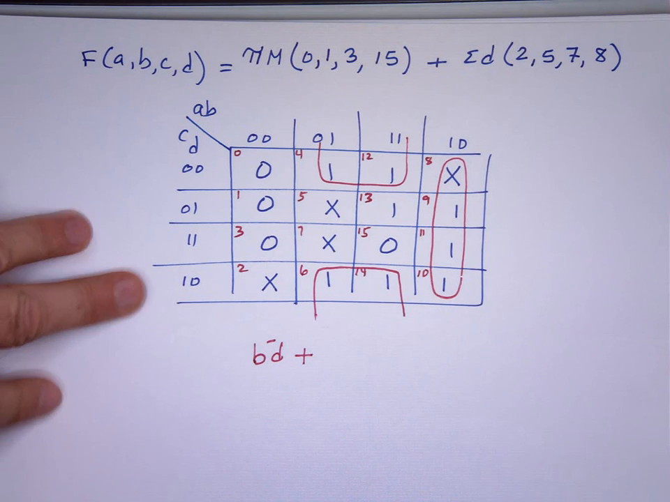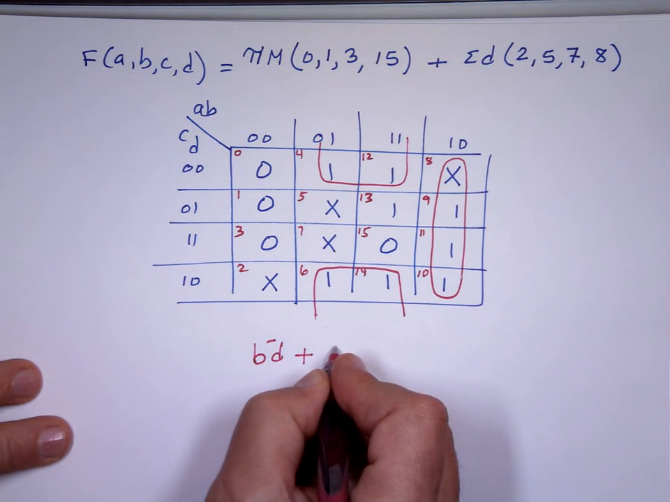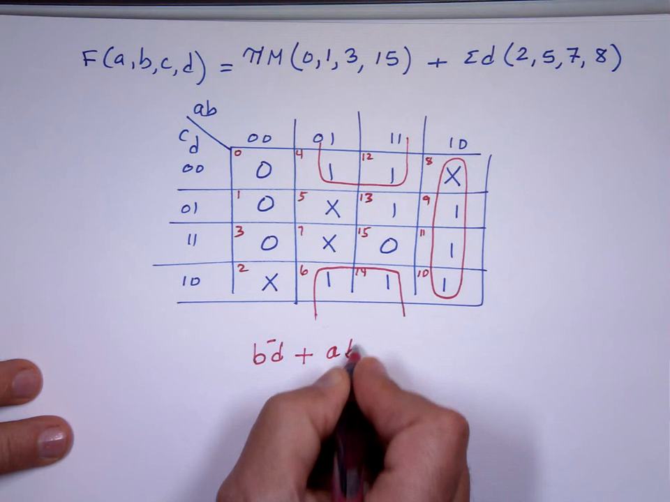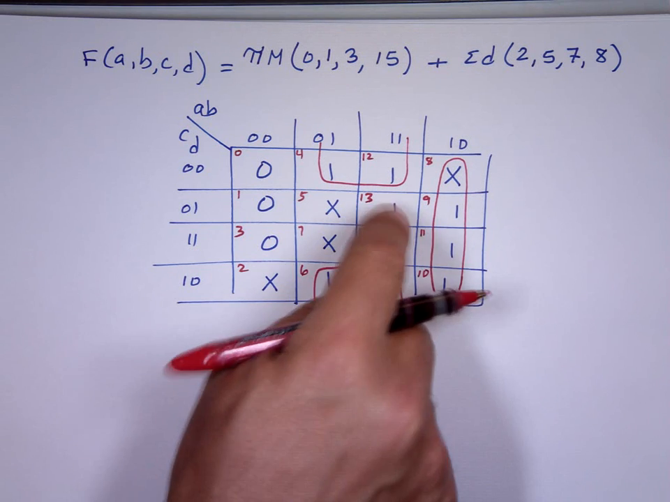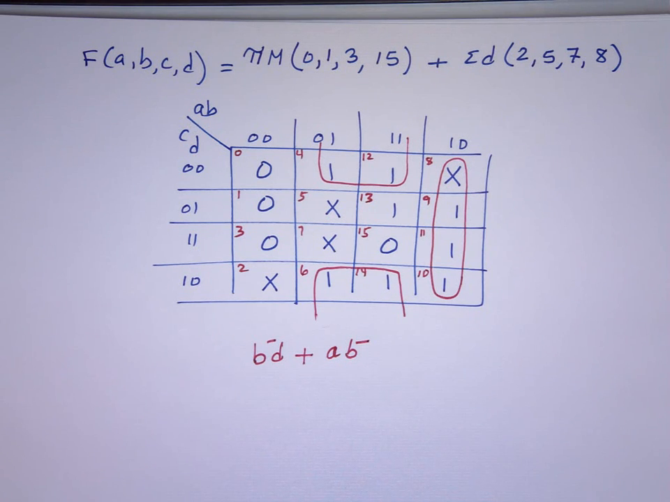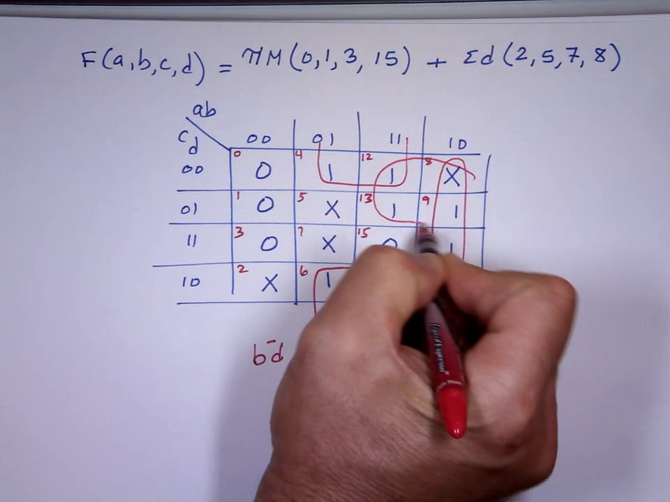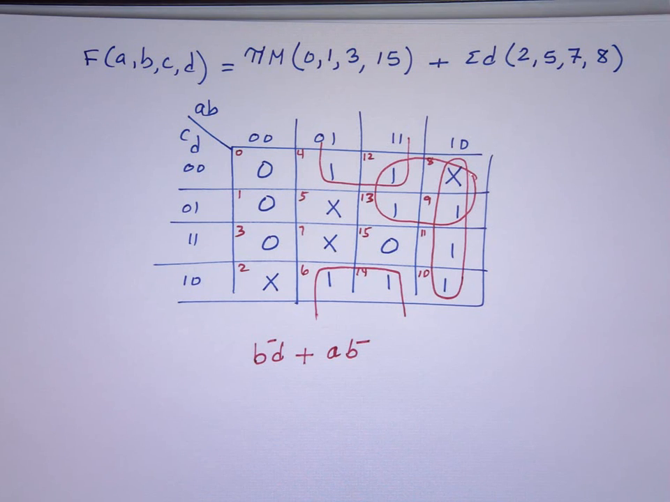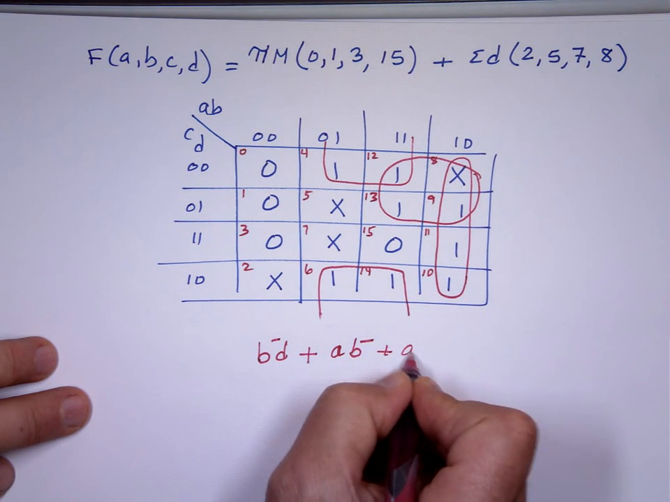What do we have here? A, B naught. And now we take care of this one. What do you think? Can we do a group of 4? You mean right here? Sure we can. And that'll be what? A, C naught.